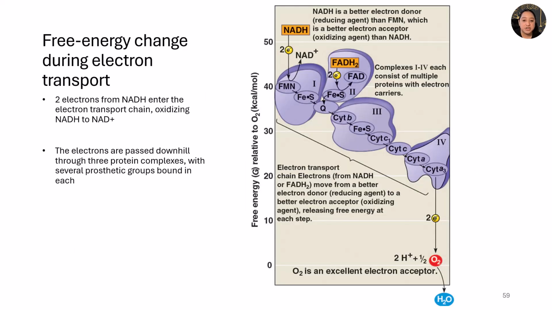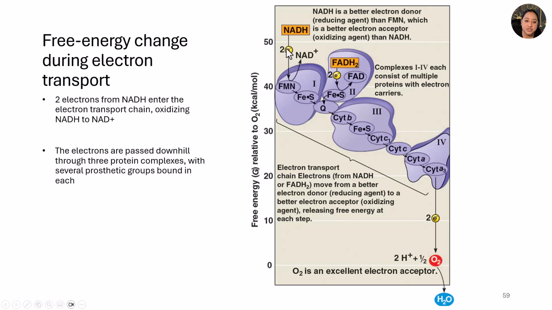So this is just a figure trying to show how that free energy change happens as electrons get passed along to different members of the electron transport chain. This is like a graph showing the free energy change. So as they move, it goes down a little bit, releasing energy in manageable amounts.